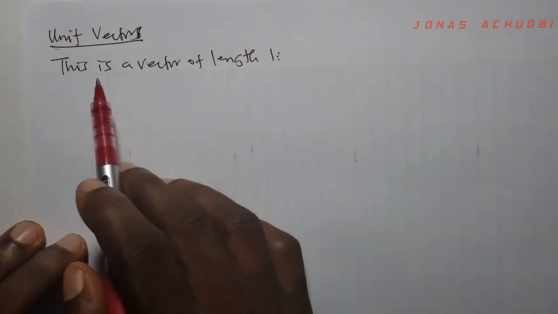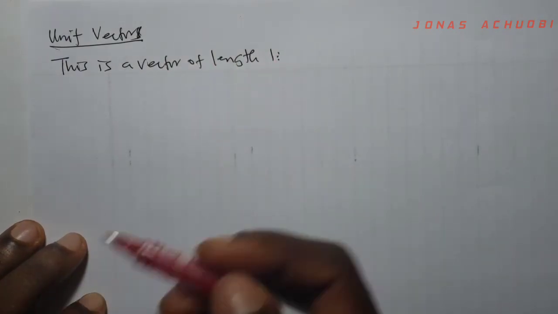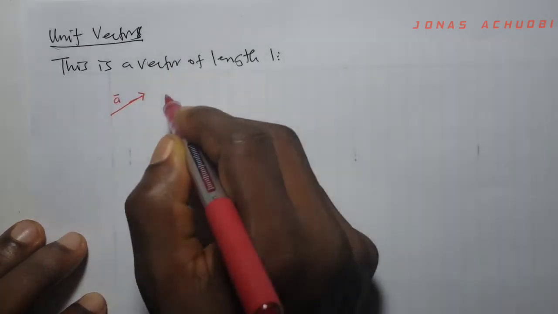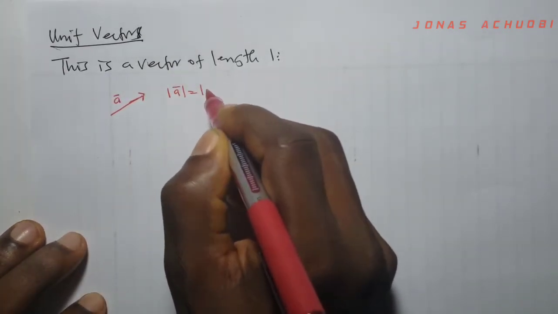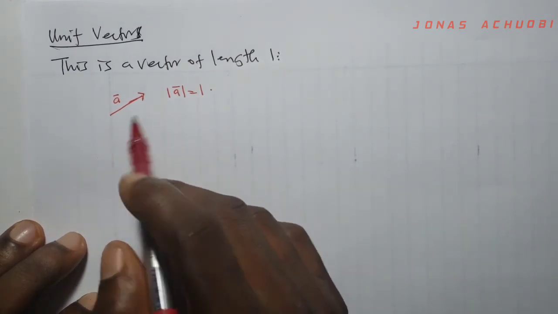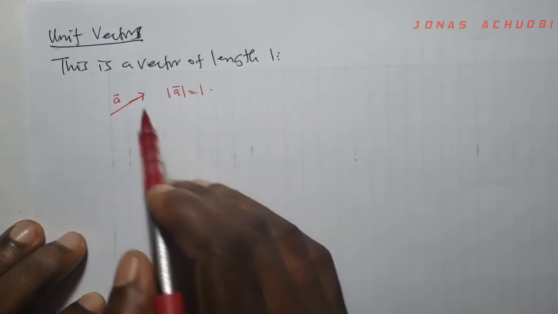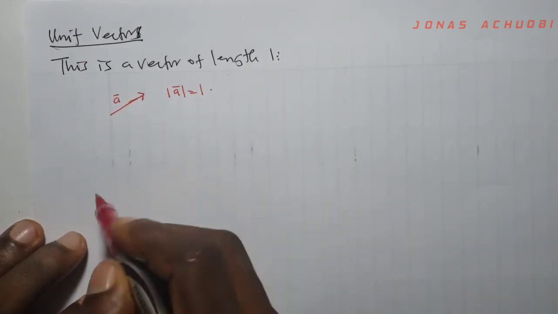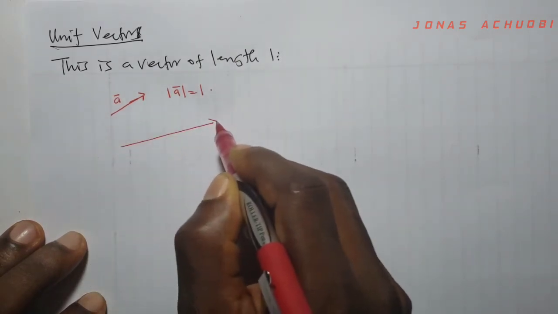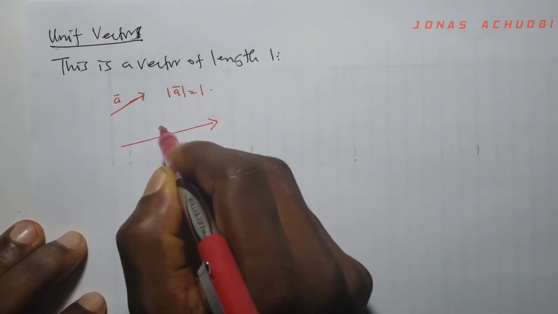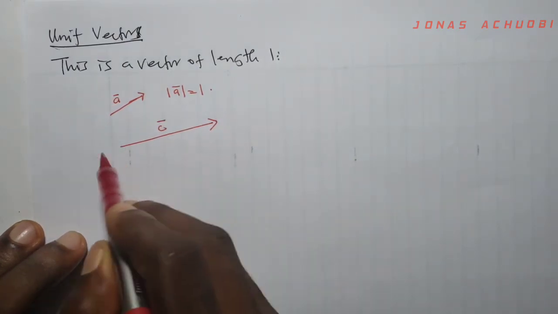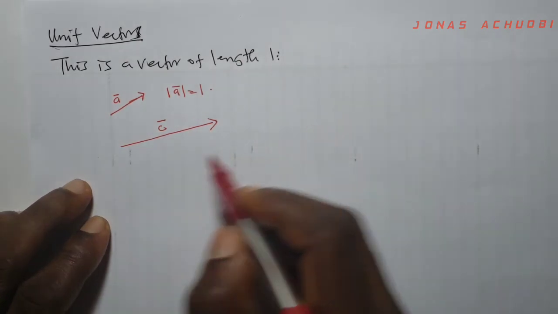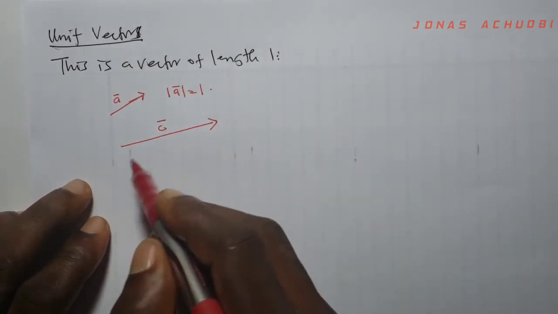Unit vector. This is a vector of length 1. So if I have a vector here, say vector A, and the magnitude or length of vector A is 1, then vector A is called a unit vector. Now this vector is very important in the theory of vectors. Look at this, for instance. If I have a vector here, call it vector C, it is possible to find the unit of this vector. It's obvious that this vector C is not a unit vector, since it looks as if the length of this vector is longer than 1.